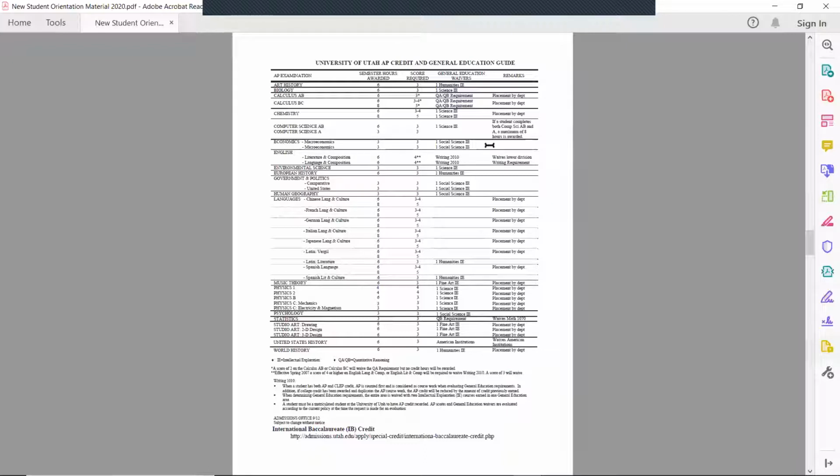Now, keep in mind, if you don't have your AP scores sent to the U and you're trying to get into a class like math, you can't do it until those scores report. And so go online, check with the College Board to make sure your AP scores are being sent to the University of Utah, because if you wait until July, when you find out you can't get in your AP class at that point, then it's going to take another 2 or 3 weeks to get your scores in and processed. So doing it now is a good idea.